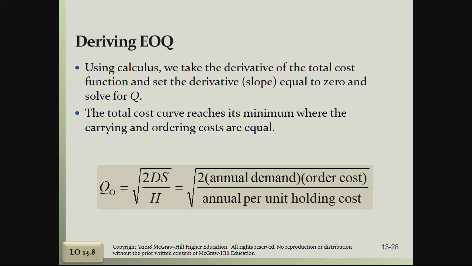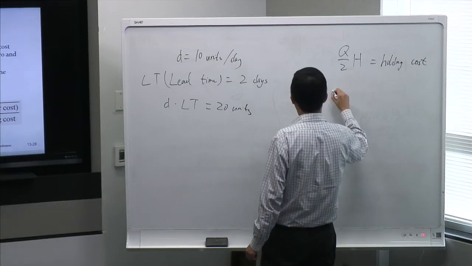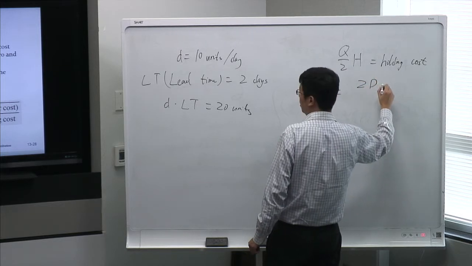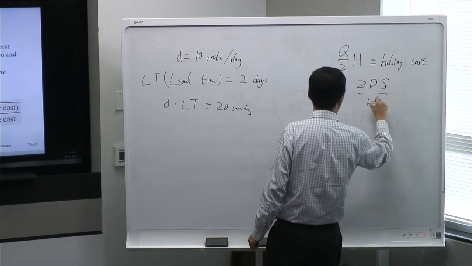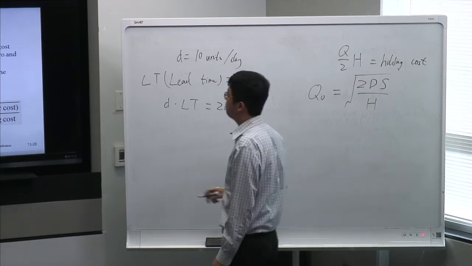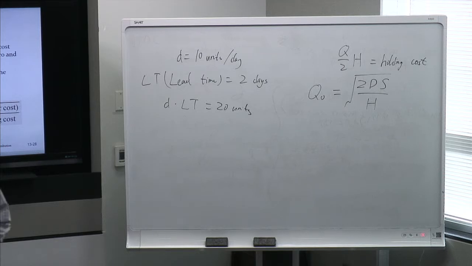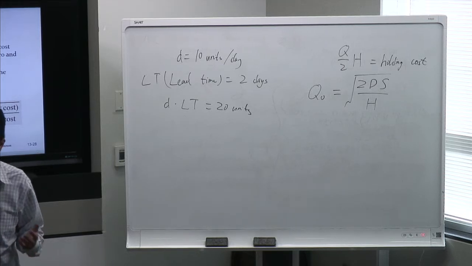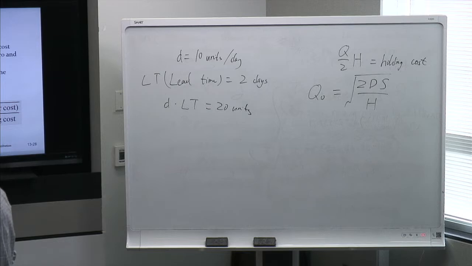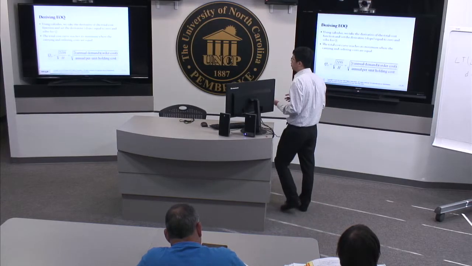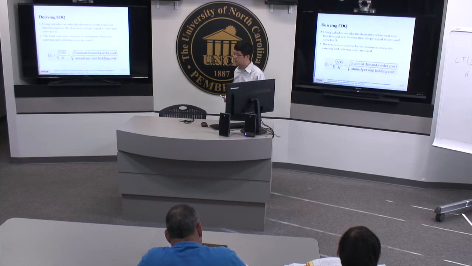This is the formula you want to remember. I definitely suggest everybody write down this formula. Optimal Q is equal to the square root of 2DS divided by H. Now I don't require you to explain to me why we got that, because it's related to calculus. Still, for students really interested in the math, I want to give a simple explanation.